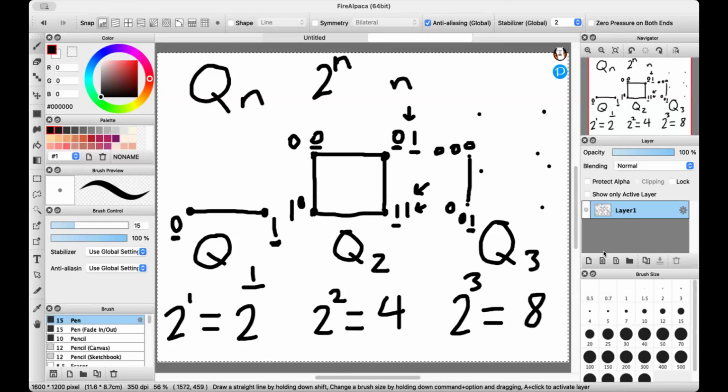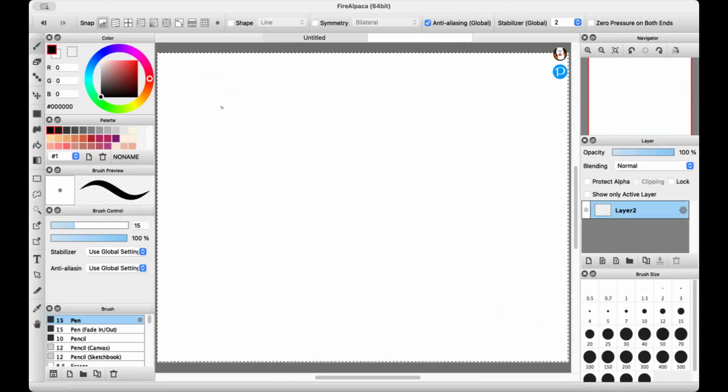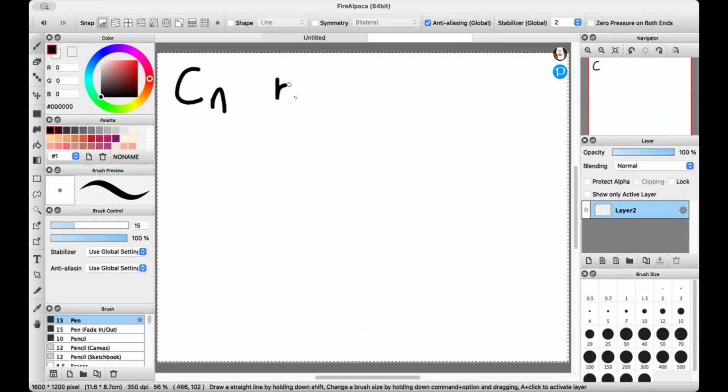Let me try to erase this. Oh, it doesn't want to erase. Okay. I'll go over the cycles because I think those tend to come up as well. So Cn, your n has to be greater than or equal to 3. You have a set of vertices.